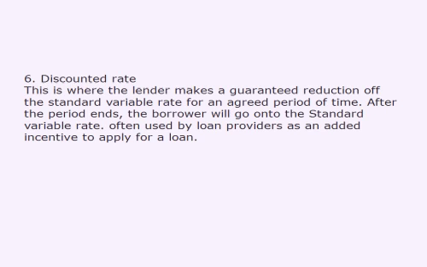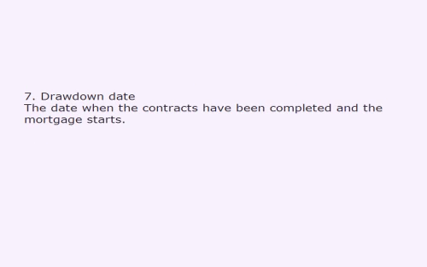6. Discounted rate. This is where the lender makes a guaranteed reduction off the standard variable rate for an agreed period of time. After the period ends, the borrower will go on to the standard variable rate, often used by loan providers as an added incentive to apply for a loan. 7. Drawdown date. The date when the contracts have been completed and the mortgage starts.